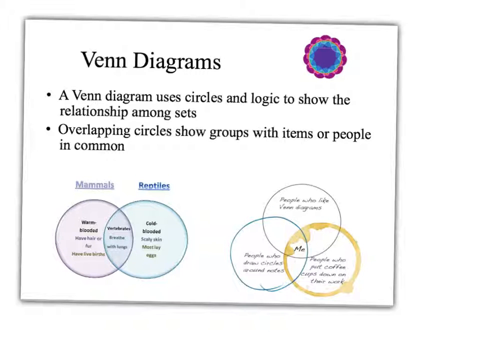Firstly, a Venn diagram uses circles and logic to show the relationship between different sets. An overlapping circle shows characteristics or items that are in common with both sets, and they're often used in science. You can see them sometimes. The example here is the characteristics of mammals and reptiles, and some overlap, such as vertebrates which breathe with lungs, which both reptiles and mammals contain.